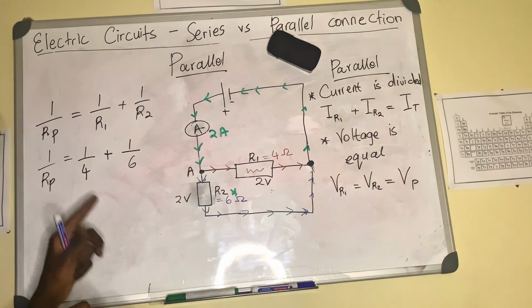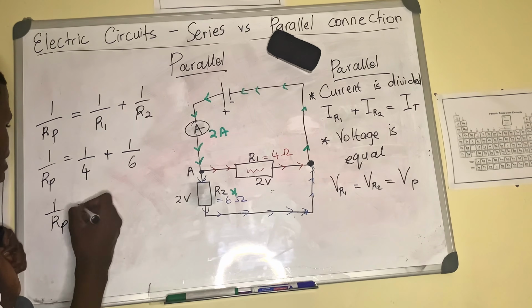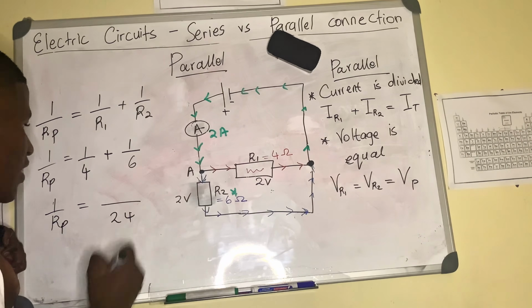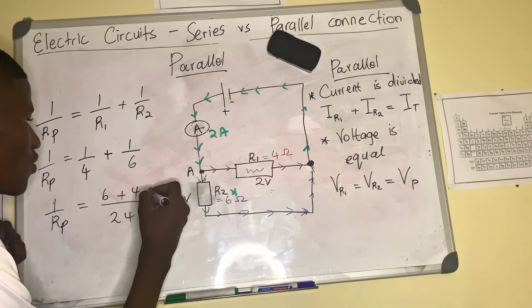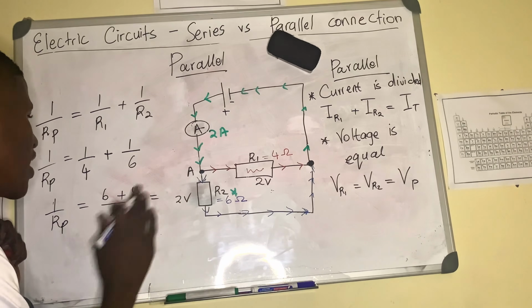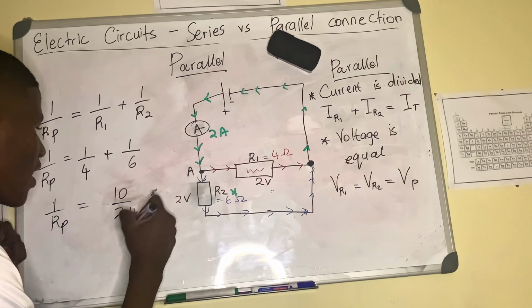So now you do the mathematics: 1 over 4 plus 1 over 6. And then that is going to give you what? This is over 24, right? And then on top, you're going to have 6 plus 4. So this is just going to be 10 over 24.